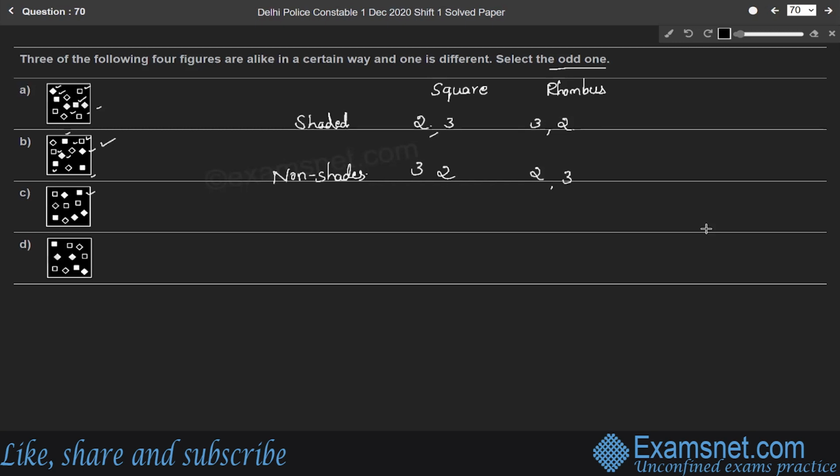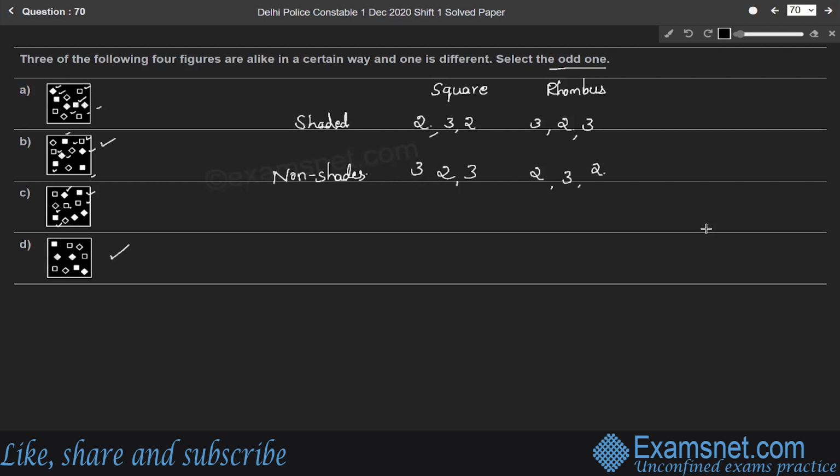So option C. Here squares which are shaded: 1, 2. 2 squares are shaded. Non-shaded squares 1, 2, 3. 3 are non-shaded. So rhombus shape. Shaded rhombus 1, 2, 3. 3 rhombus shapes are shaded and 1, 2 rhombus are non-shaded.